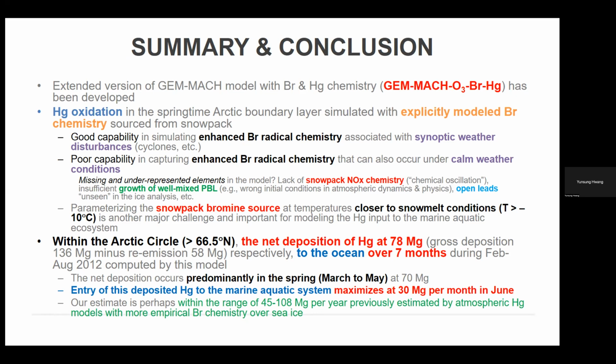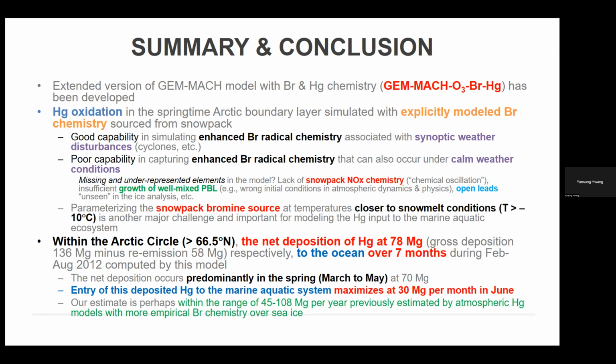And on the side of our own problem, we have a clear weakness in the parameterization of the snowpack bromine source term at temperature close to the melting point, like about -10 degrees Celsius. And that's when the mercury can also be flushed away into the aquatic biosphere. So that's a very important part of the parameterization we need to improve in the future.